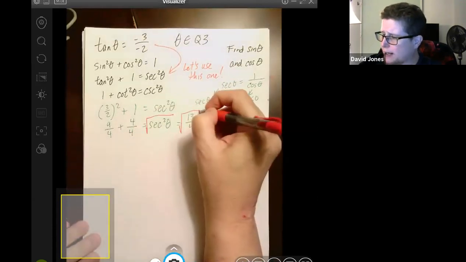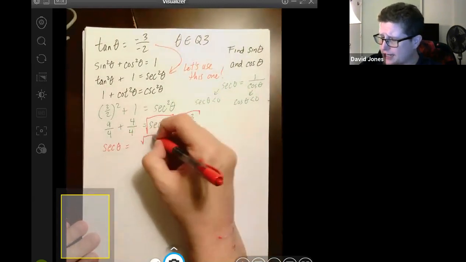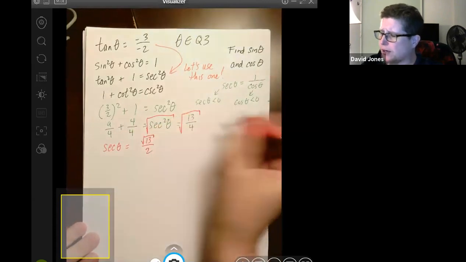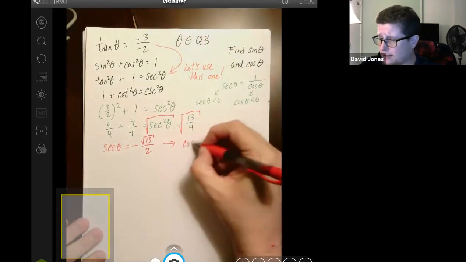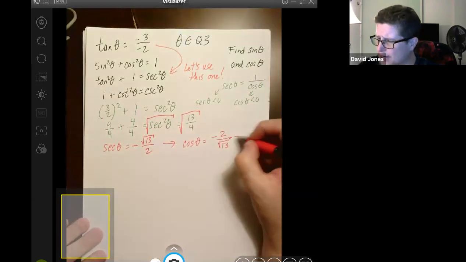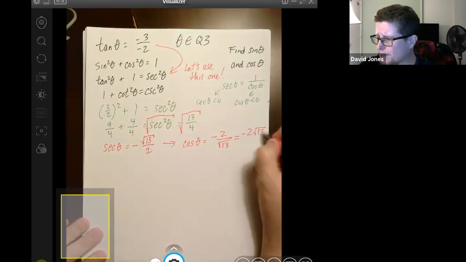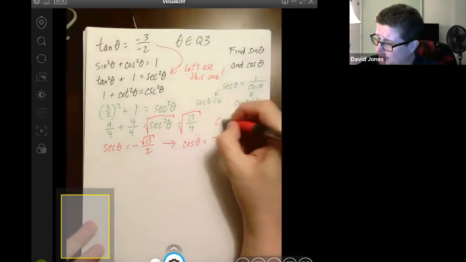Secant theta equals the square root of 13 over the square root of 4, which is 2. In quadrant 3, though, we're going with negative. That's not what we wanted, though. We didn't want secant theta. We wanted cosine theta. So let's flip it. Cosine theta is -2 over square root of 13. And when we rationalize it by multiplying by radical 13 on top and bottom, we get -2 root 13 over 13. So that's cosine theta.